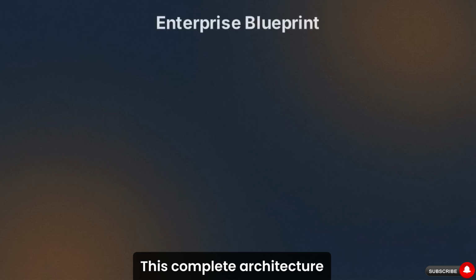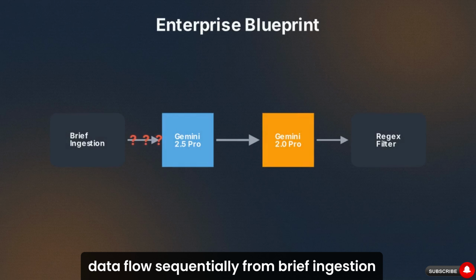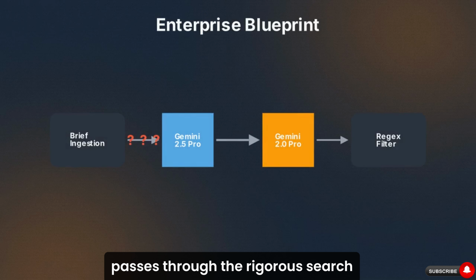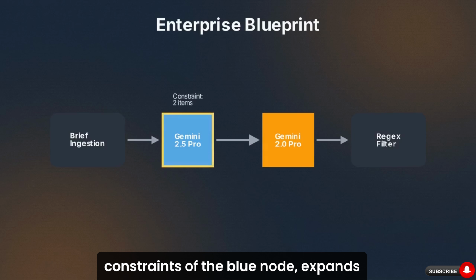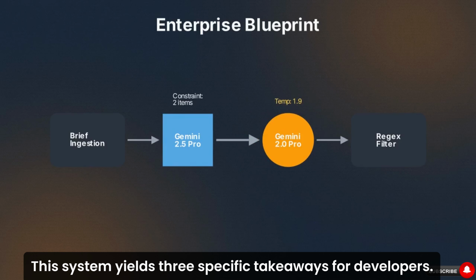This complete architecture map shows the full enterprise blueprint. Data flows sequentially from brief ingestion, passes through the rigorous search constraints of the blue node, expands within the high-temperature orange node, and is finally sanitized by a regex cleaning filter. This system yields three specific takeaways for developers.